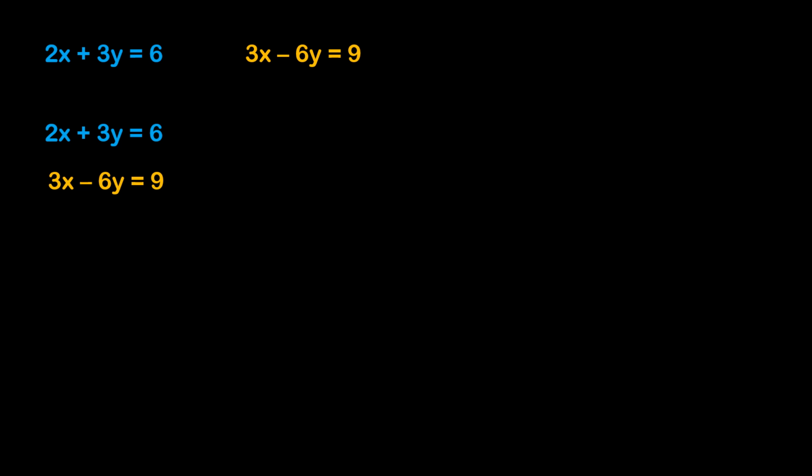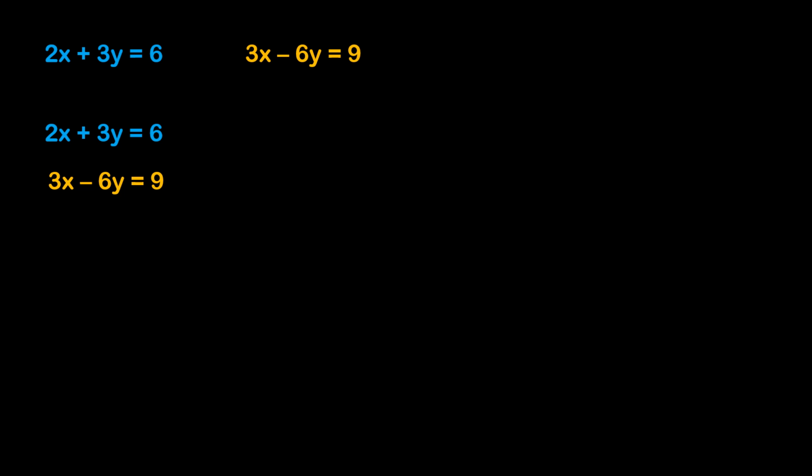So let us consider the two equations 2x plus 3y is equal to 6 and 3x minus 6y is equal to 9. So I will rewrite the equations again over here. And again, our goal here is to cancel out either the x variable or the y variable so we can solve for the other. Now you'll notice that we can't cancel out these variables right away. So what we'll have to do is multiply one of the equations by a number.